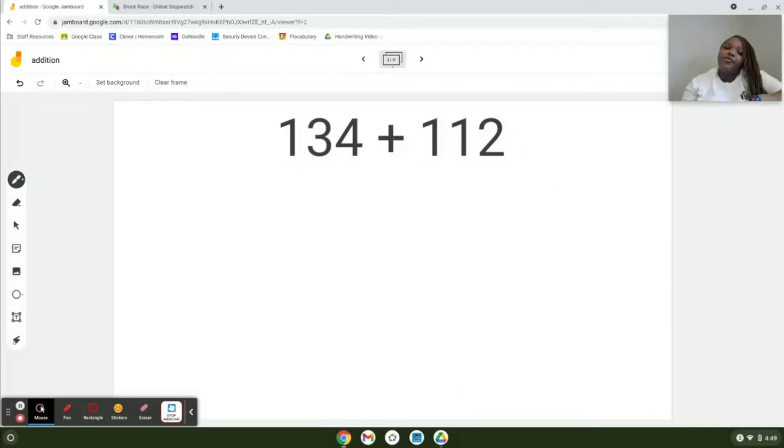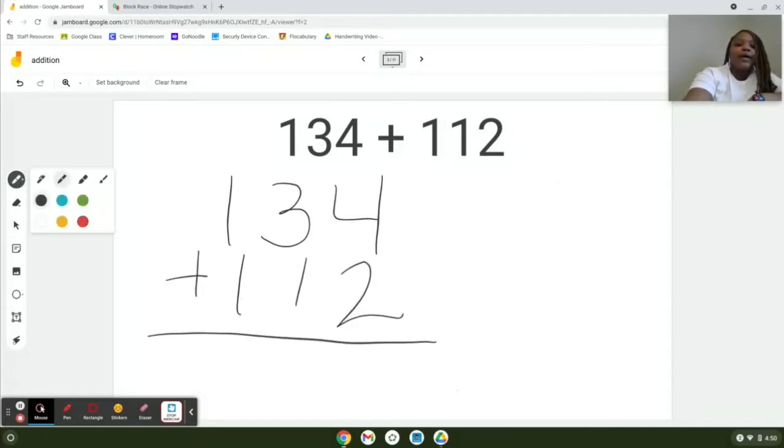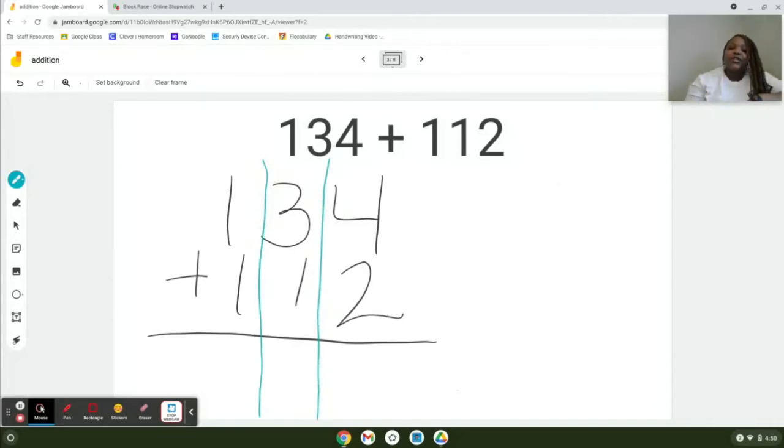So now we have a new problem. 134 plus 112. So first, I want you to go ahead and write it the vertical way. And if you need to, like I said before, go ahead and put some lines through to make sure that your ones, tens, and hundreds are separate.